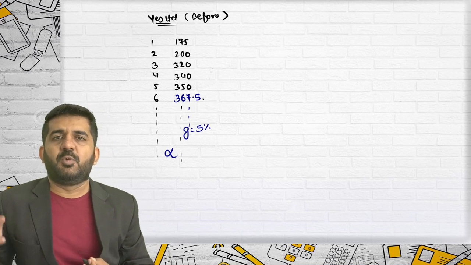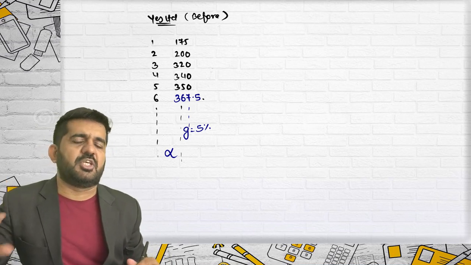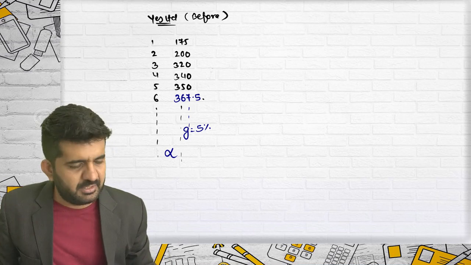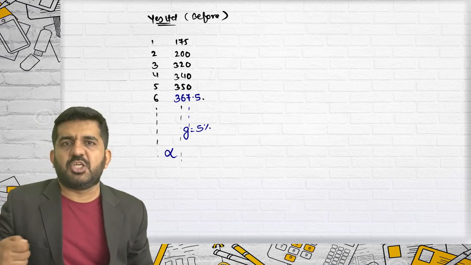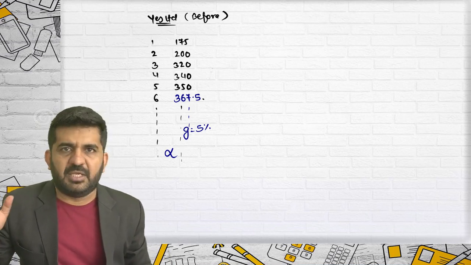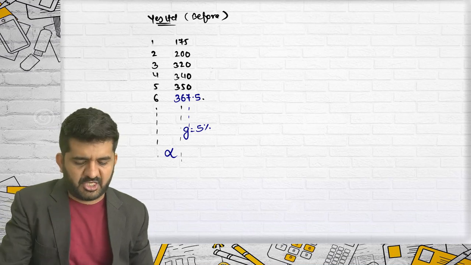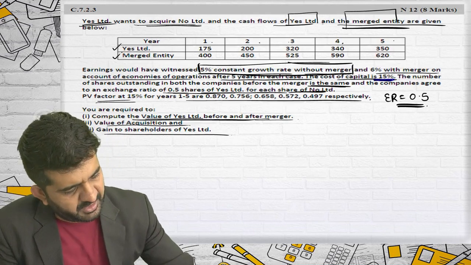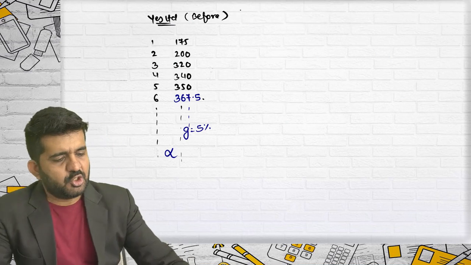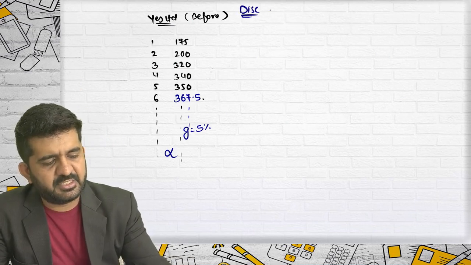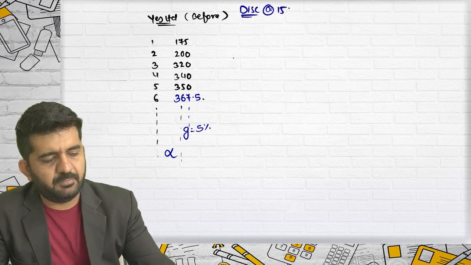Sir, a difficult one? No, if you know the valuation of security concept, it is very simple. What is valuation of security? Valuation of a company is the present value of future cash flow. The rate given is only one rate available, which is 15%. So I will be discounting this at the rate of 15%.